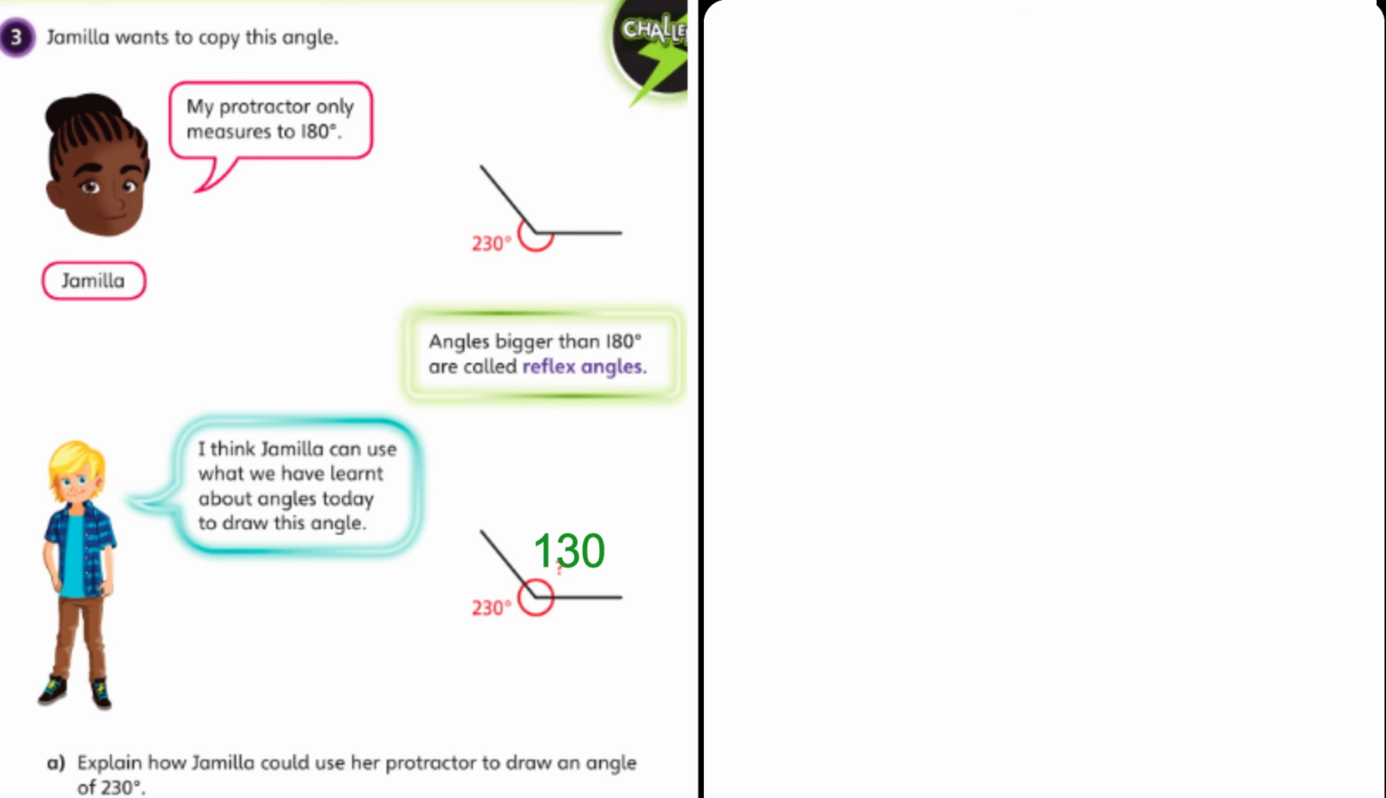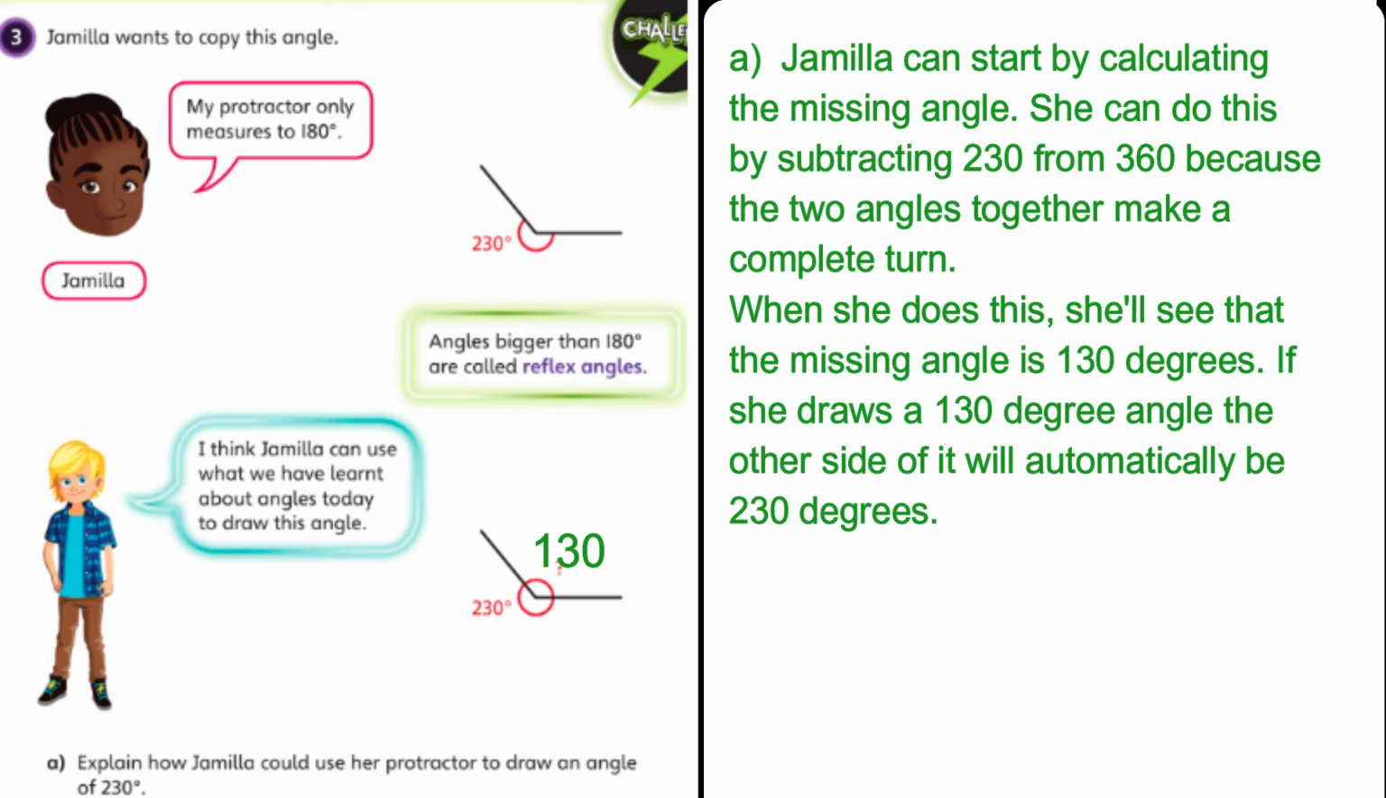Now question A says, explain how Jamila could use her protractor to draw an angle of 230 degrees. I said, Jamila can start by calculating the missing angle. She can do this by subtracting 230 from 360, because the 2 angles together make a complete turn. When she does this, she'll see that the missing angle is 130 degrees. If she draws a 130 degree angle, the other side of it will automatically be 230 degrees.